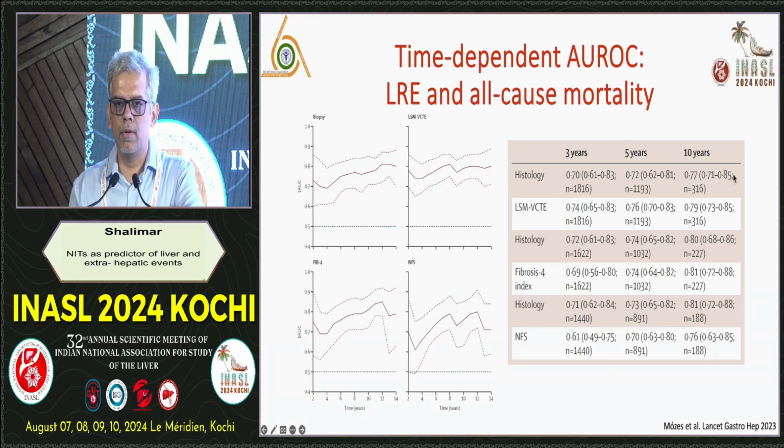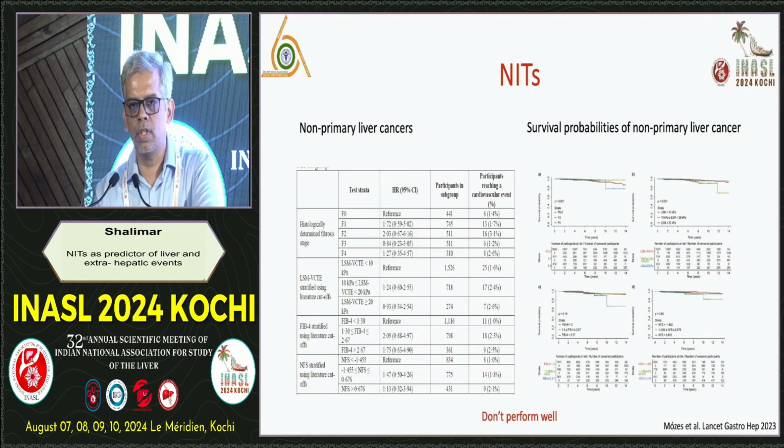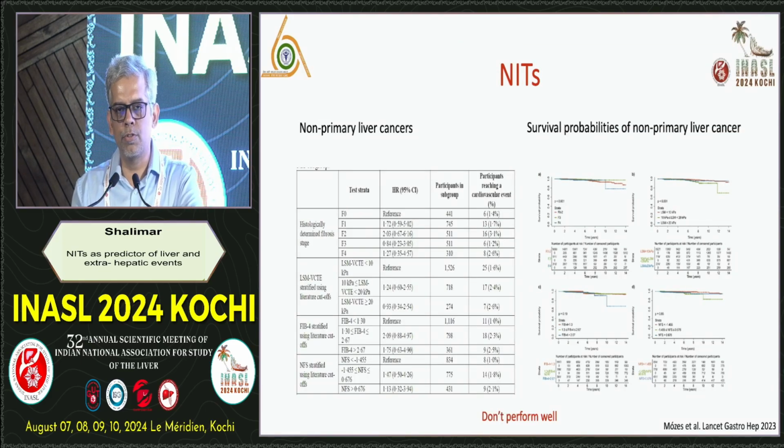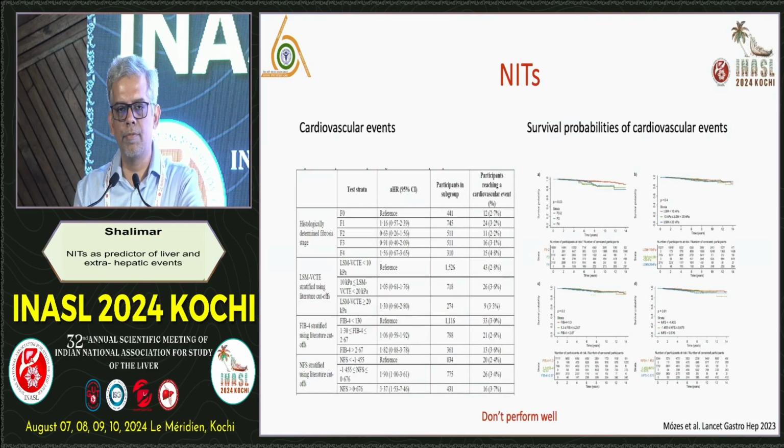What this IPMA also showed is that when the NITs were compared to histology, whether it was LSM, FIB4 or NFS, there was no statistically significant difference in the performance of NITs compared to histology for all-cause mortality and liver-related events. But what this IPMA also showed us clearly is that the NITs don't perform well for non-primary liver cancer. So when we look at extrahepatic events, NITs don't perform that well, and even for cardiovascular events, the NITs don't perform as well as they do for the LREs.